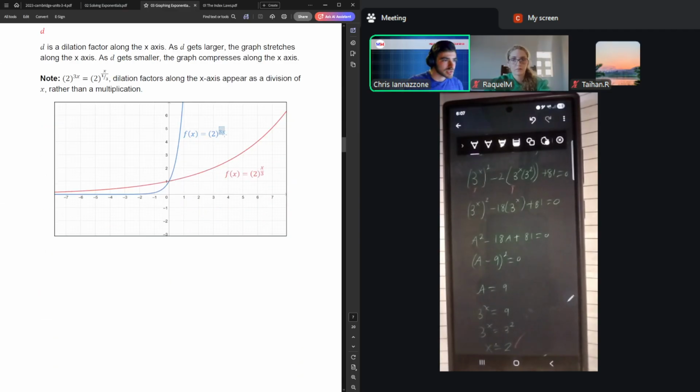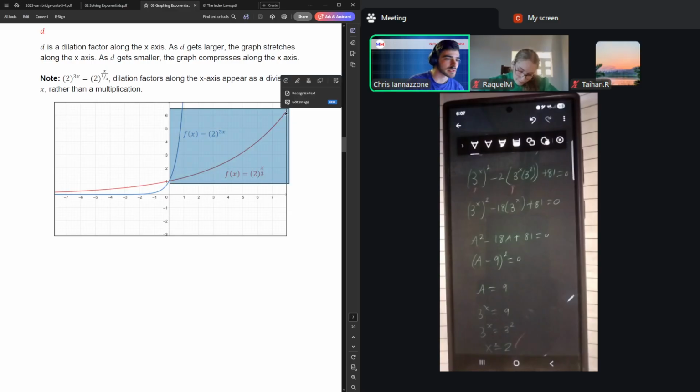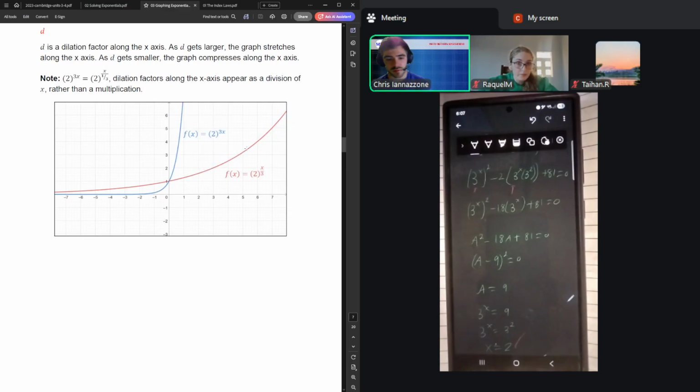You also have dilations along the x or from the y. If the number gets bigger, you shoot up faster. If the denominator gets bigger, you then shoot across the x-axis for longer.